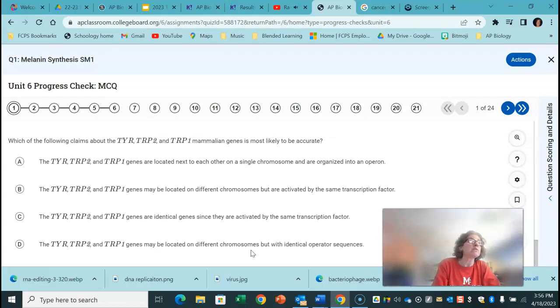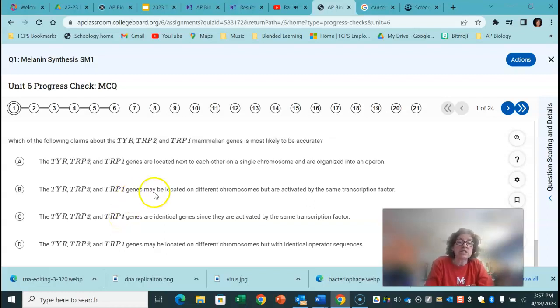Okay. You should automatically eliminate A and D because those choices are talking about things that are only found in bacteria. And we are looking at mammals, right? Okay, so we don't have operons in the mammals, so not A. We don't have operator sequences in mammals, so not D. So it's got to be one of these 2.